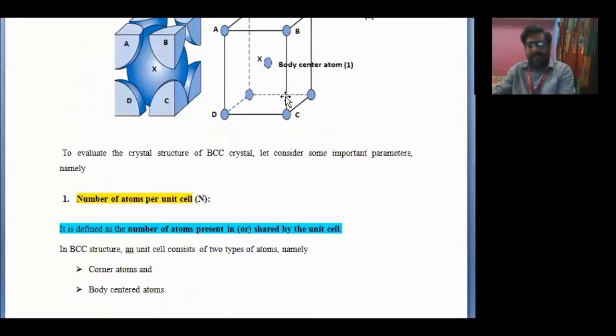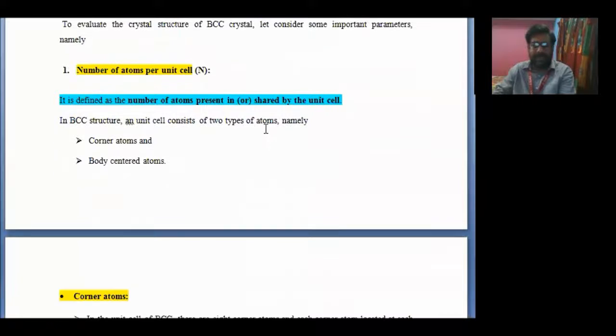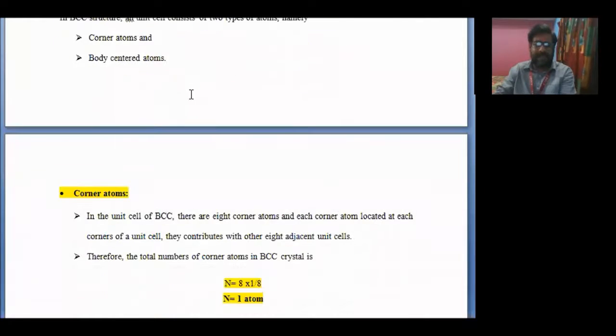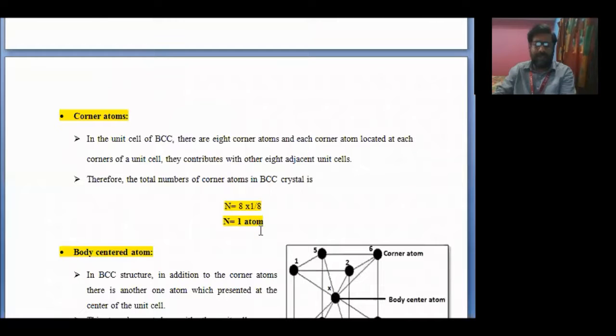To find the total structure, we are considering 4 important parameters. The first one is the number of atoms per unit cell. It is defined as the number of atoms present in or shared by the unit cell. Here we have 2 parameters. For these 2 parameters, we have to measure the value of n. Then finally, we have to give the total number for BCC structure. As we know, there are 8 corner atoms, and each corner atom contributes to the 8 adjacent unit cells. We can write 8 into 1 by 8 is equal to 1 atom.